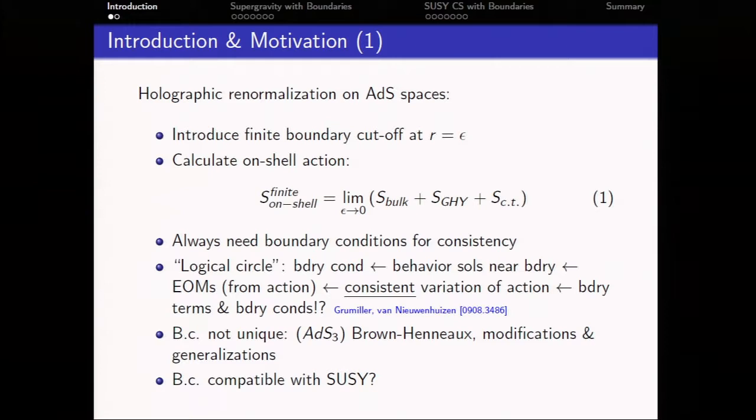Typically what we do is we simply take the bulk action, so this is your supergravity action, and we say, well, this is not really going to give us the right answer. We need to also have a Gibbons-Hawking term, which comes from demanding that the variational problem is well-defined for the metric. And then typically we also need to introduce some covariant counterterms to make the action finite. So typically you have divergences. You can think of it as the infinite volume of AdS diverging, but then you can regulate this by adding some nice counterterms.